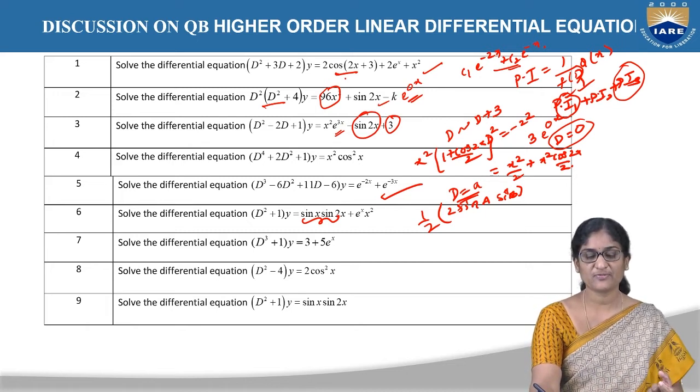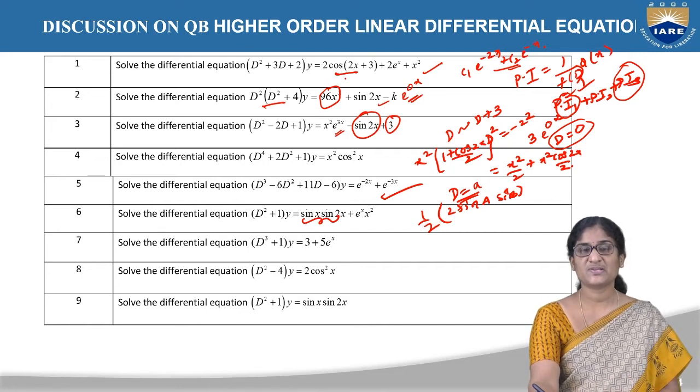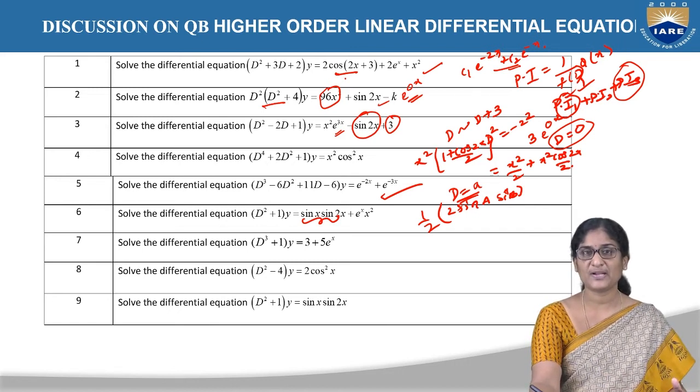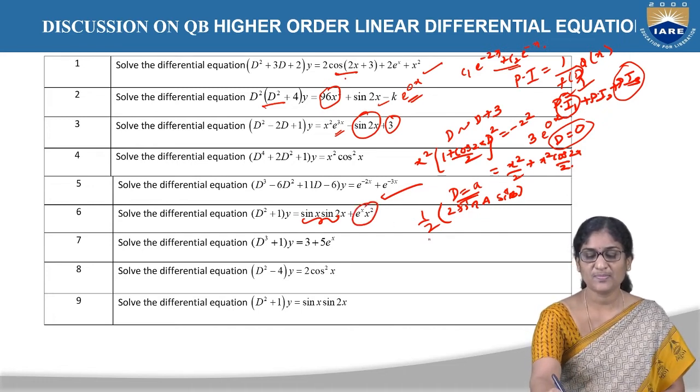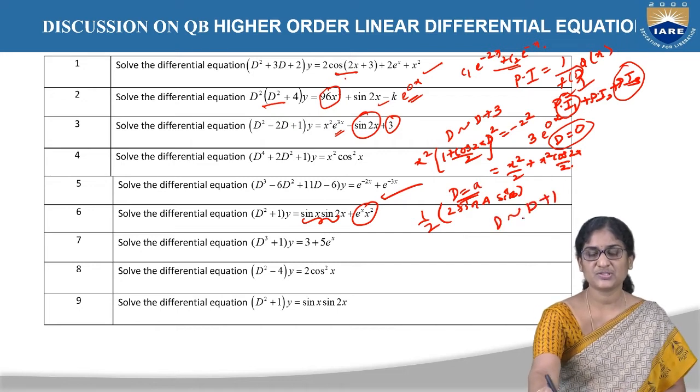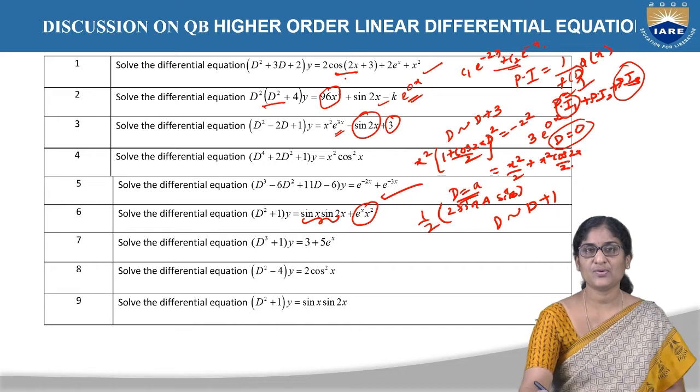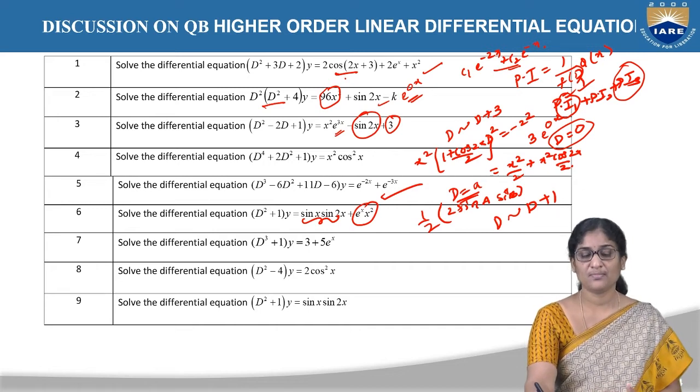Then for the first cos, you have 1 by D squared plus 1 into cos x, plus 1 by D squared plus 1 into cos 3x. So first we do particular integral 1, next particular integral 2, and for the third term, first you replace D by D plus 1 and shift the exponential. Then again you can use the binomial formula to get the solution.